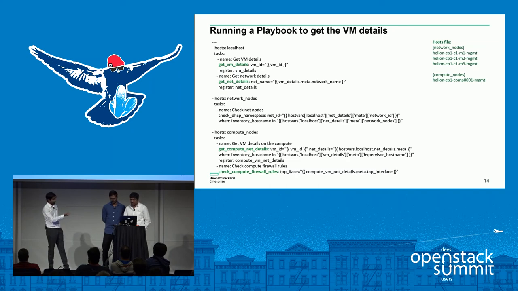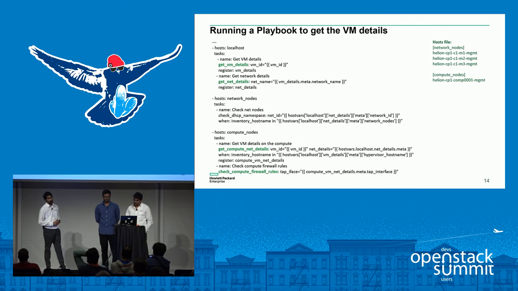So this is how the playbook looks. The things in green are the modules we have already written. It is as simple as saying get VM details and passing the VM ID, then get network details and the network name. Then you can see the host, where it has to run. It could be localhost, the controller nodes, or whatever you specify.